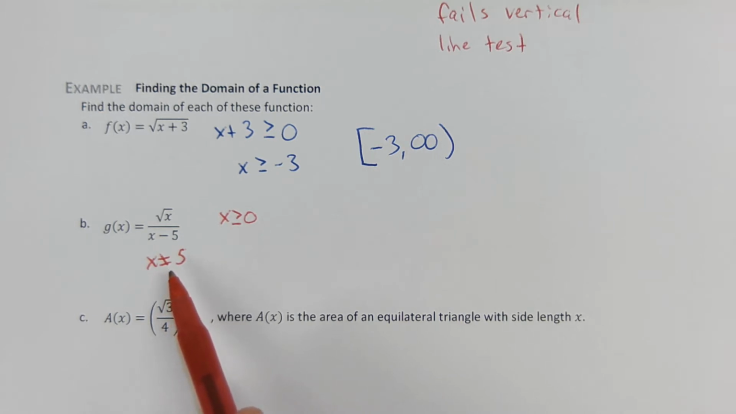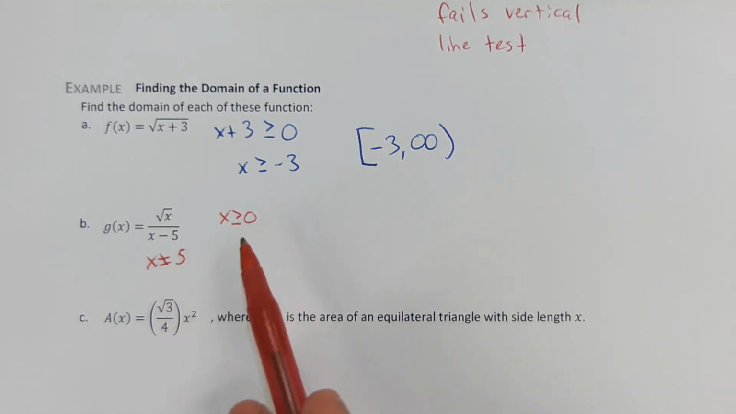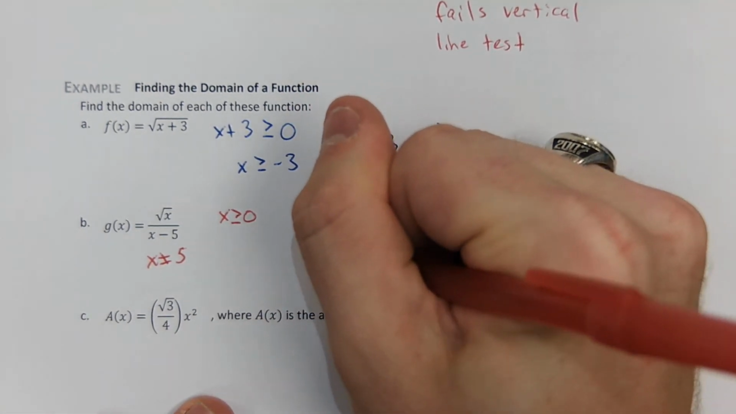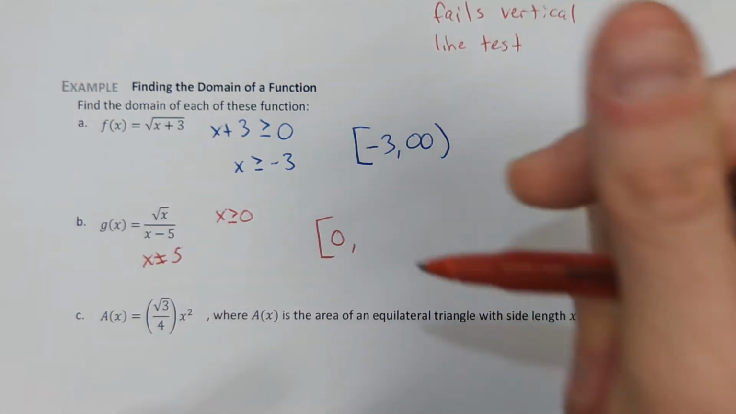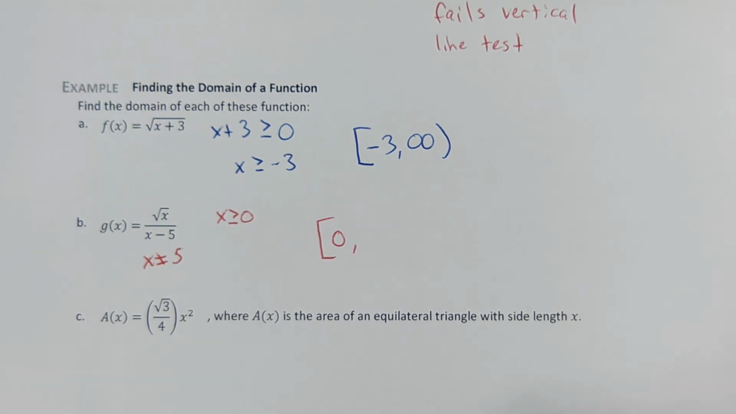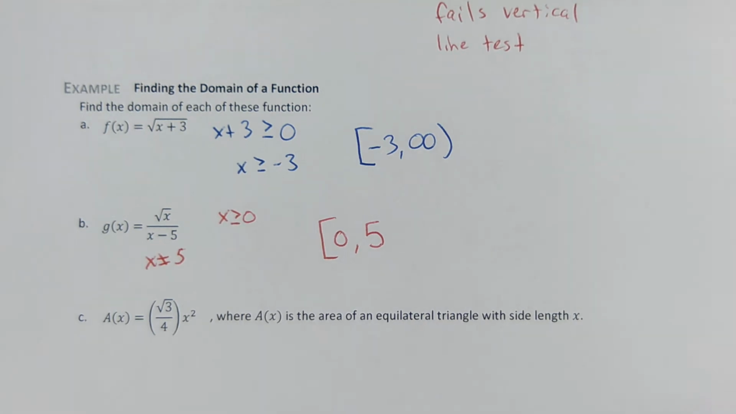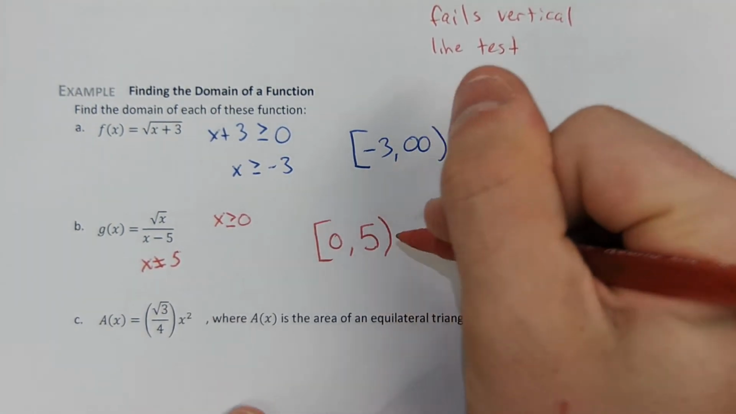How do we write that as an interval? Well, we begin at 0. So bracket because it's included. And we get all the way up to the number 5. But we can't include 5 because, well, it's a no-no on the bottom, right? So you use a parenthesis.